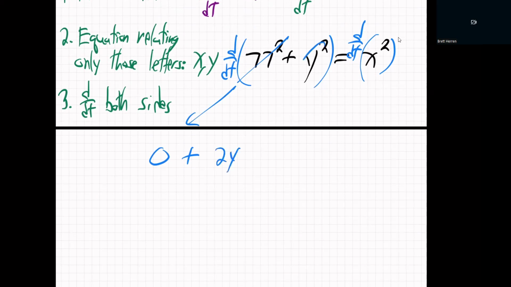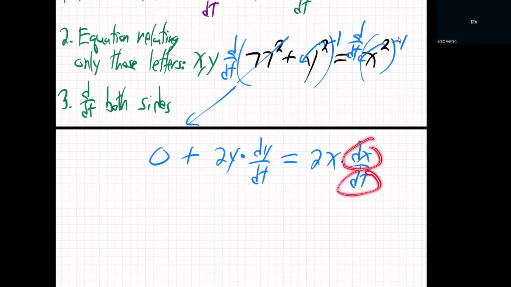This is squared, so we're bringing down the 2. 2y, the y is subtract 1 from the power because first power, but times dy dt because of the chain rule, equals, and same thing here, bring down the 2. x lowered by 1 power, times dx dt, because we're taking the derivative of x with respect to time. Remember, it's d/dt of both sides, and t is not the same as x. So that means you've got to do the chain rule.